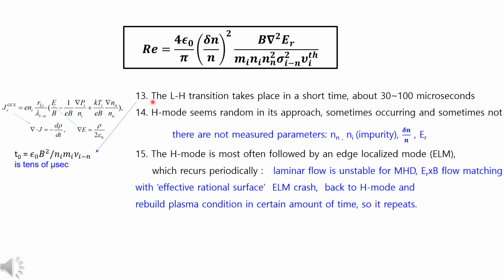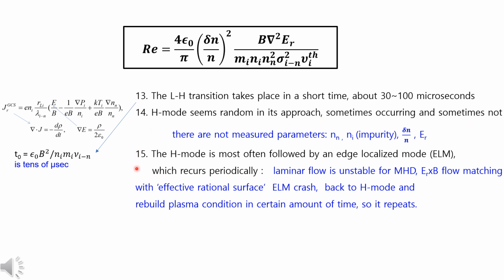Number 13: the time constant of this iteration for the Er formation is typically a few tens of microseconds, so the LH transition occurs in such a short time. Number 14: there are parameters in the Reynolds number formula which are not measured routinely, such as neutral density and sometimes impurities; turbulence magnitude and error are not well measured. So with only measured parameters, H mode seems random in its appearance, sometimes occurring and sometimes not.